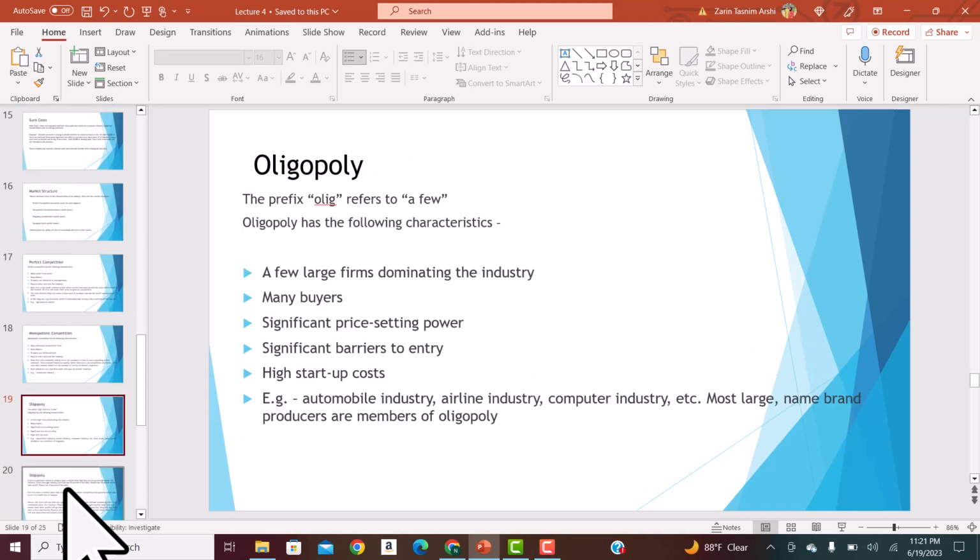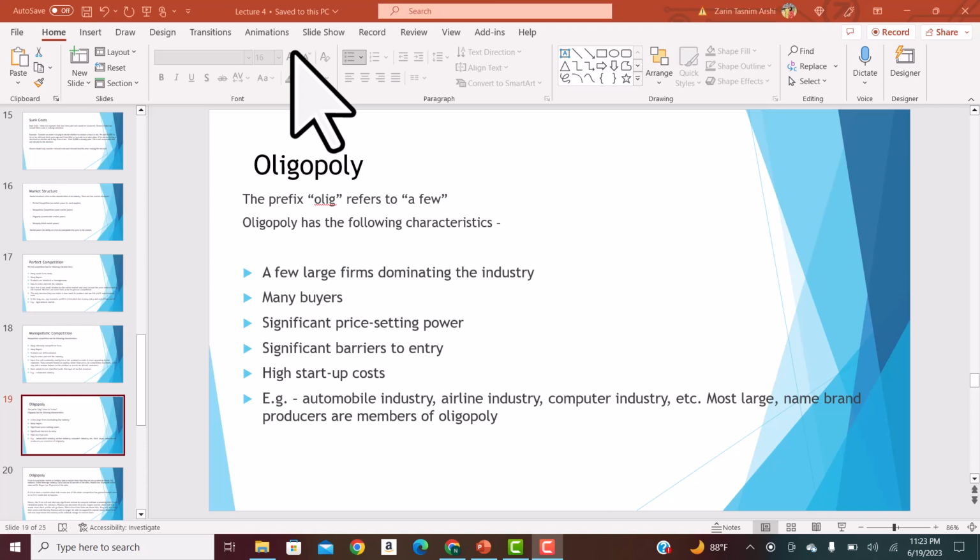The third type of market structure is called oligopoly. Oligopoly has the following characteristics. There are few large firms, only 8 or 9 or 10 producers, or 10 or 12 businesses in the market dominating the industry. Again, there are many buyers in this type of market structure. Now the sellers have significant price setting power. They can control the prices because buyers have limited choices. They only have a few firms to choose among, and that's why they have price setting power.